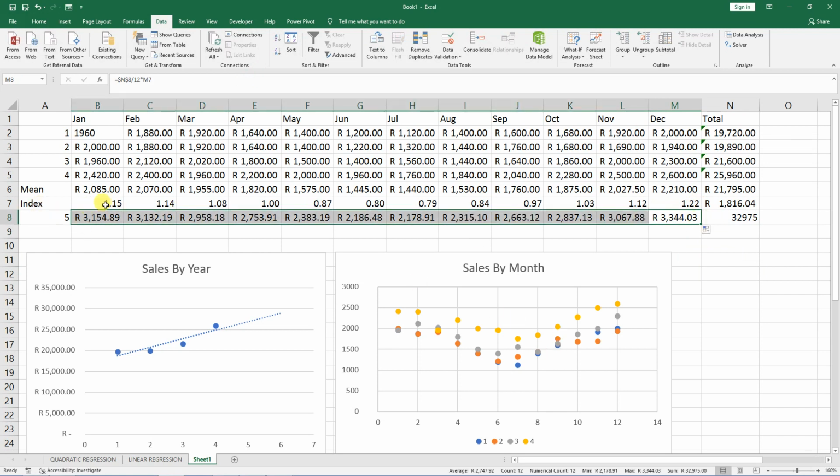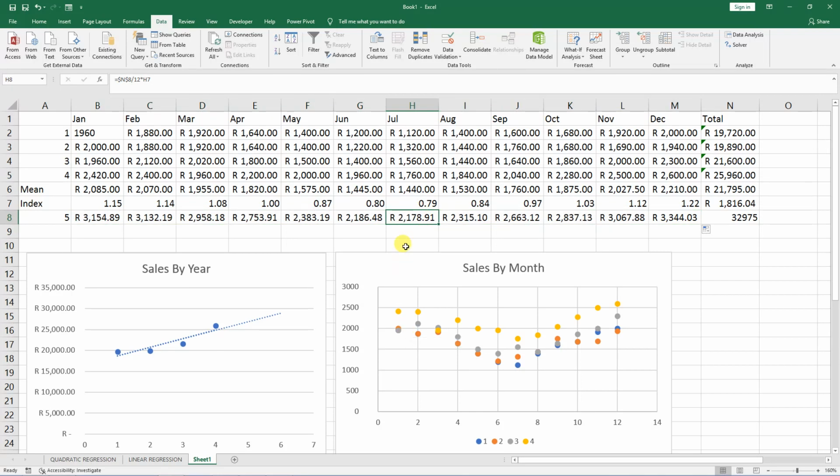So now, using the seasonal index, we can say with a lot more accuracy, taking into account that we've used quadratic regression instead of linear regression, and also that we've used the seasonal index to account for the seasonality of the sales. And there we've got our forecasted sales figure for July of the 5th year.